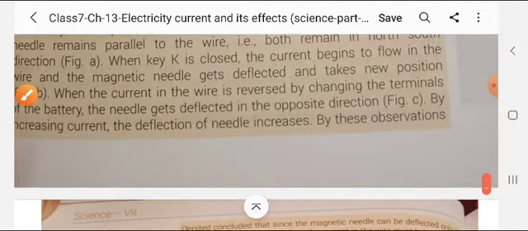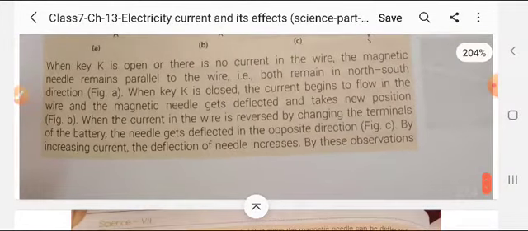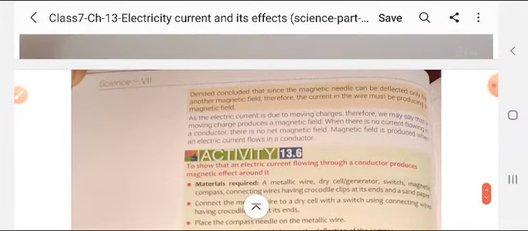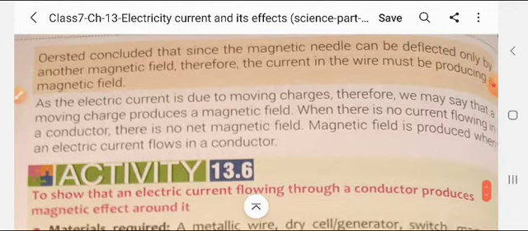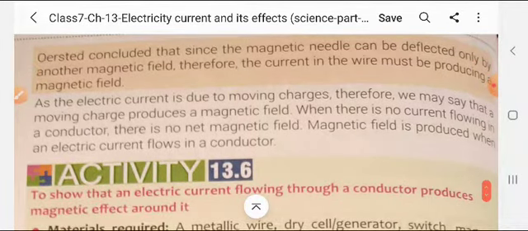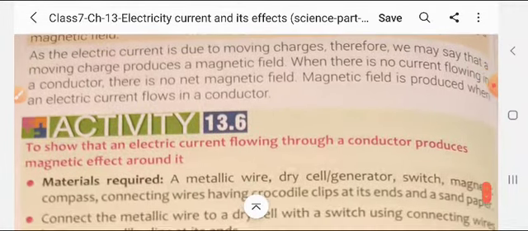So by this observation, Oersted concluded that since the magnetic needle can be deflected only by another magnetic field, this magnetic needle gets deflected only when, by the passing of electric current, there is produced a magnetic field. This magnetic field could only deflect the magnetic needle. Therefore, the current in the wire must be producing a magnetic field.